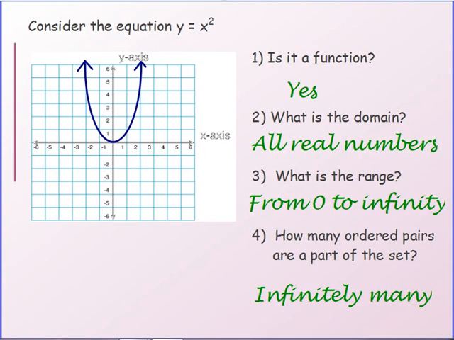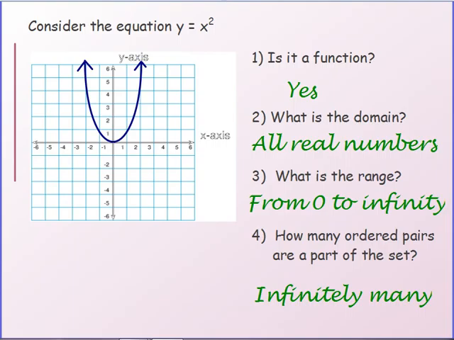This one's a little bit different. This one is a function. Every x value is only assigned one y. The domain, this is going to continue to go up and out in both directions. Every x value in existence is going to be on that line. So my domain is all real numbers.